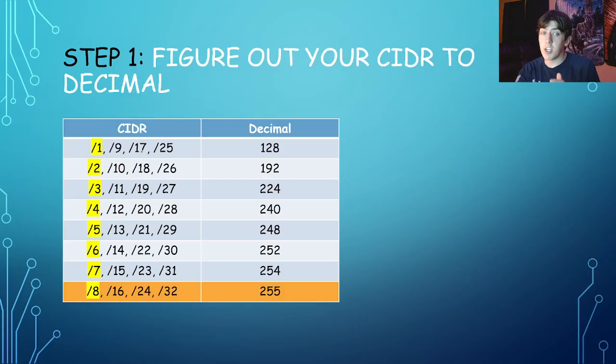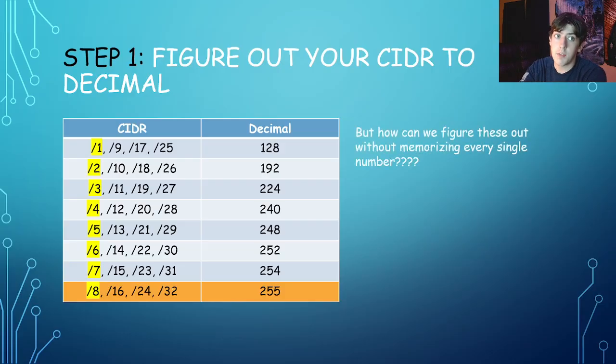So, we're going to figure out your CIDR to decimal. CIDR is really simple when you look at it. So these highlighted numbers here, 1, 2, 3, 4, 5, 6, 7, 8. You can count to 8. You're not dumb. And then also this bottom row here is highlighted because we have 8, 16, 24, 32. You have to know your multiples of 8. How can we figure out these without memorizing all of the numbers? Well, we're going to reference 8, 16, 24, 32.